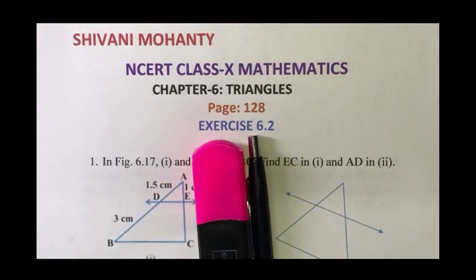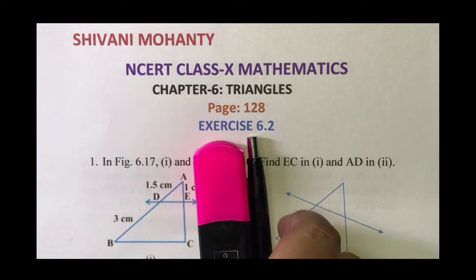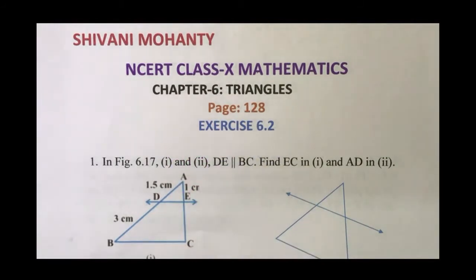Hello children. So today we will do exercise 6.2 of the triangle chapter. In my last video I had told you about the basic proportionality theorem, or the Thales theorem, and the converse of that theorem. Today in this video we will do exercise 6.2, where the questions are based on that Thales theorem. So today I will do only question number 1 and 2. Let us continue.